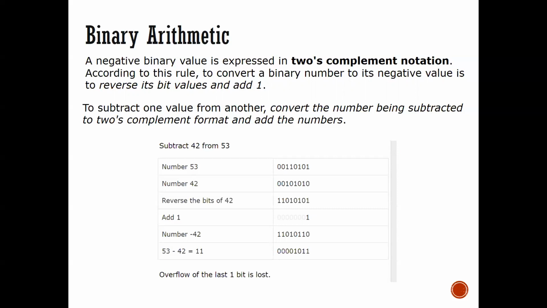Okay, we reverse the bits of 42, so 0 will become 1, 1 will become 0. So when we reverse 42, it becomes 11010101. We add 1. Okay, 53 minus 42 equals 11. So we put in binary 00001011.